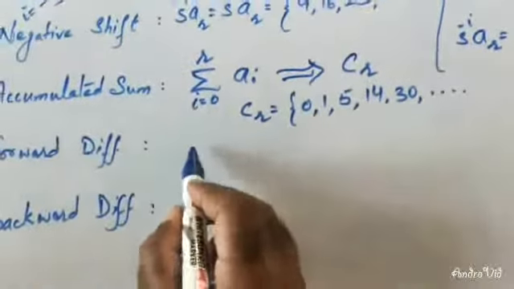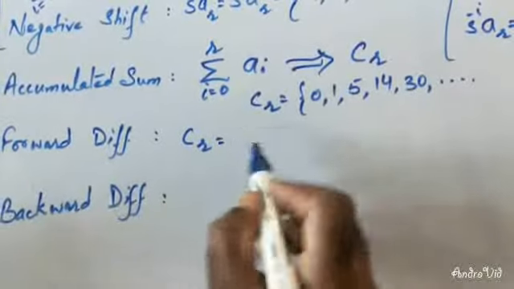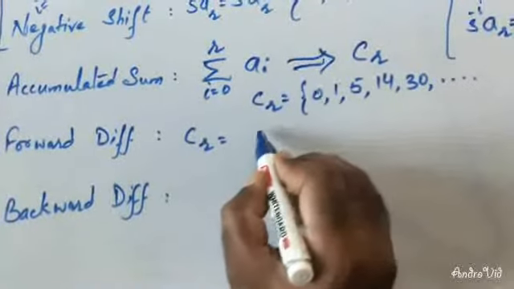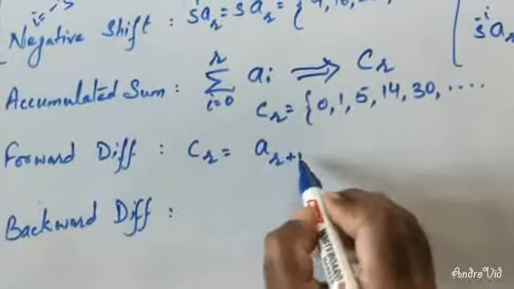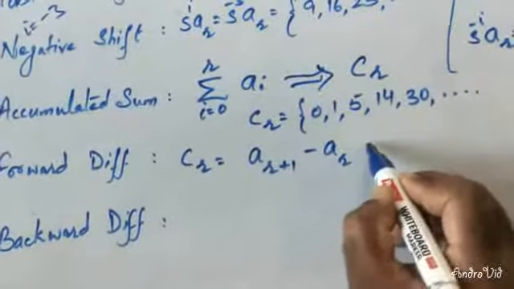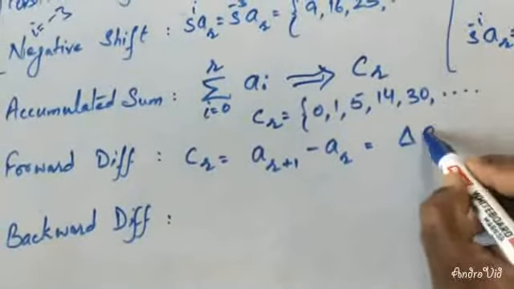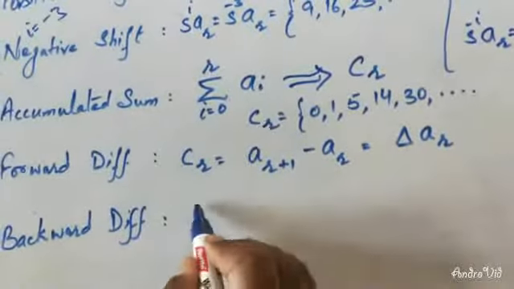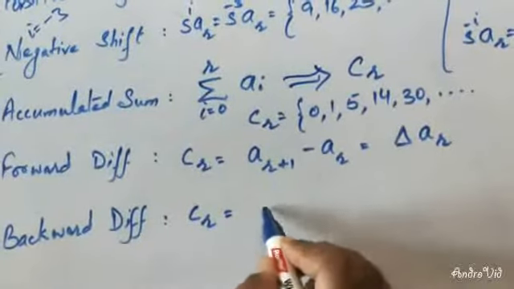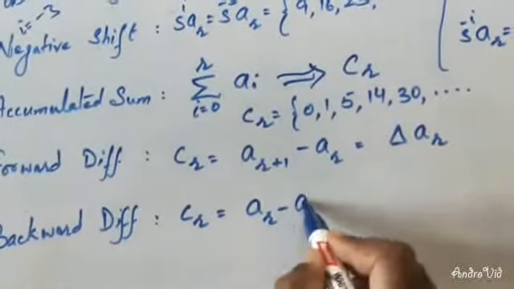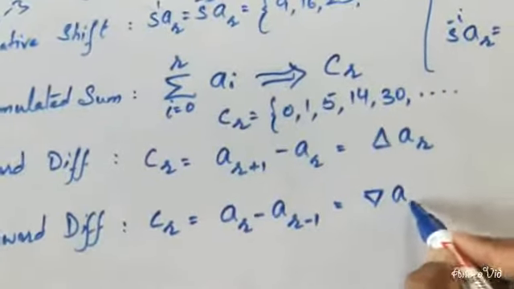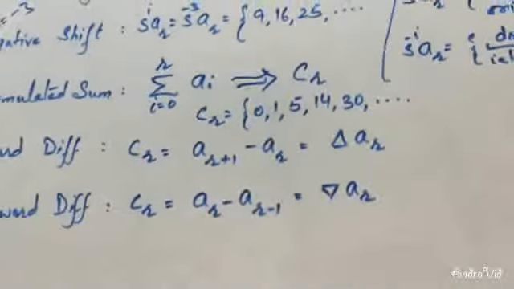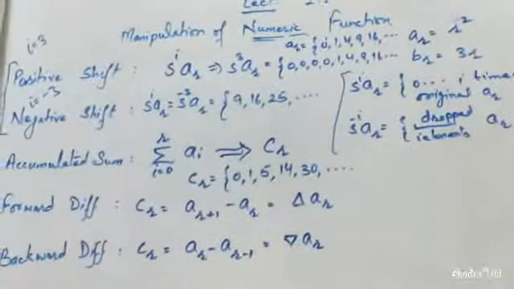Forward difference is nothing but c(r) is the difference of a(r plus 1) and a(r), and this is represented as delta a(r). Backward difference is a(r) minus a(r minus 1) and represented as reverse delta of a(r). In the next lecture we will be having some examples of positive shift, negative shift, accumulated sum and both of the differences.